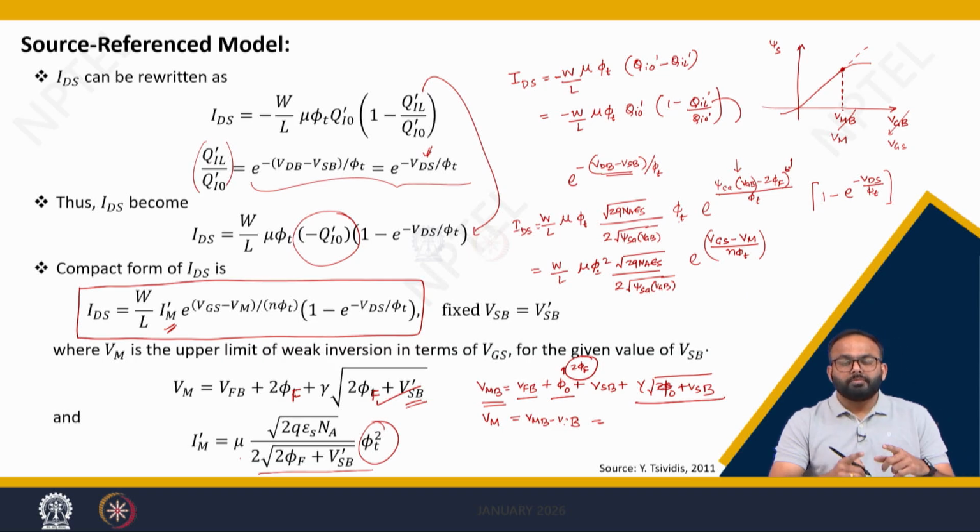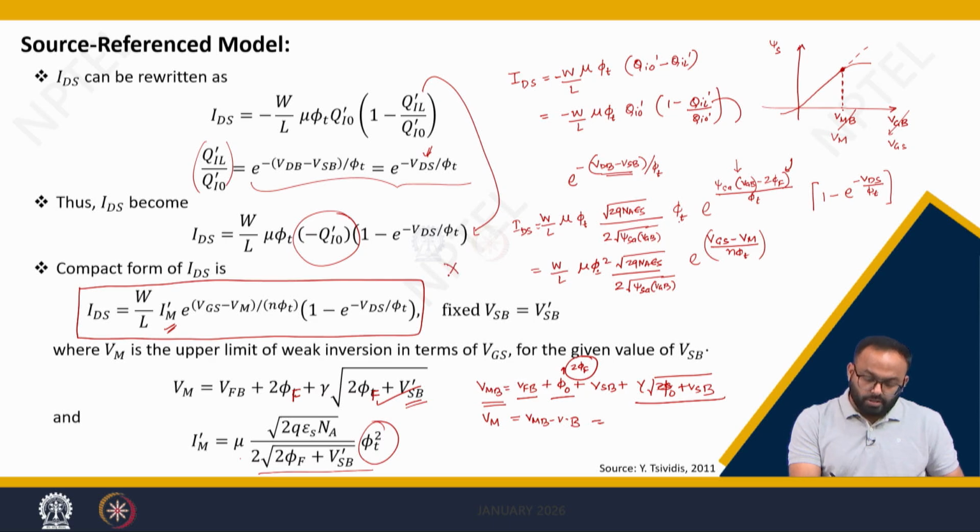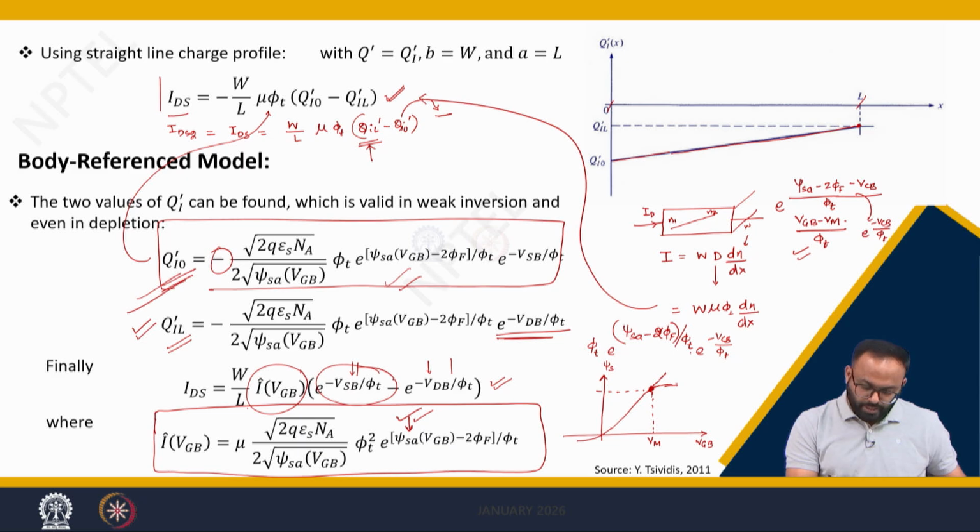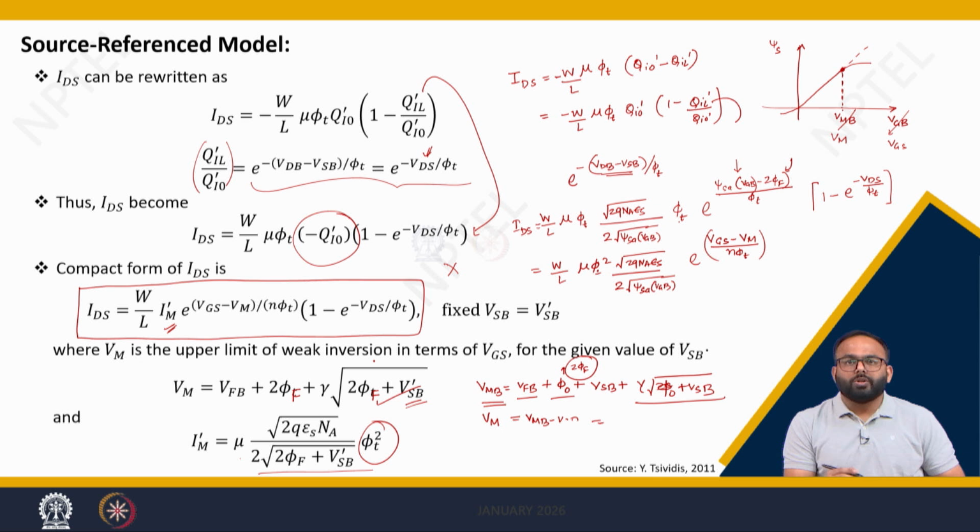That is why, if you want to show the variance of Vsb on the drain current, then this is not a good model. The good model is body reference, because in the body reference there is a Vsb term directly coming into picture. However, for the other sense, the source reference model is good enough, which shows how my drain current varies with Vgs. So instead of Vsb, if you are interested in how my drain current varies with respect to gate to source voltage, this is a good model to go with.